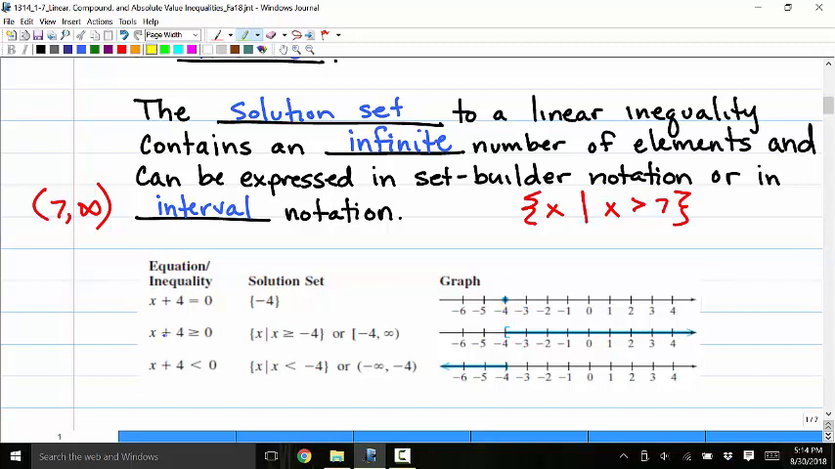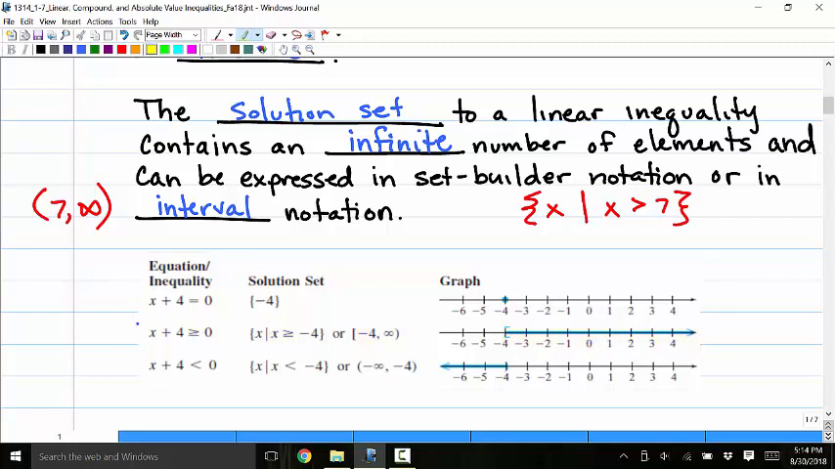An inequality, x plus 4 greater than or equal to 0. The answer in set builder notation is all x's such that x is greater than or equal to -4. The solution set expressed in interval notation is bracket -4 comma infinity close parenthesis, and on the number line you start at -4 and shade to the right.